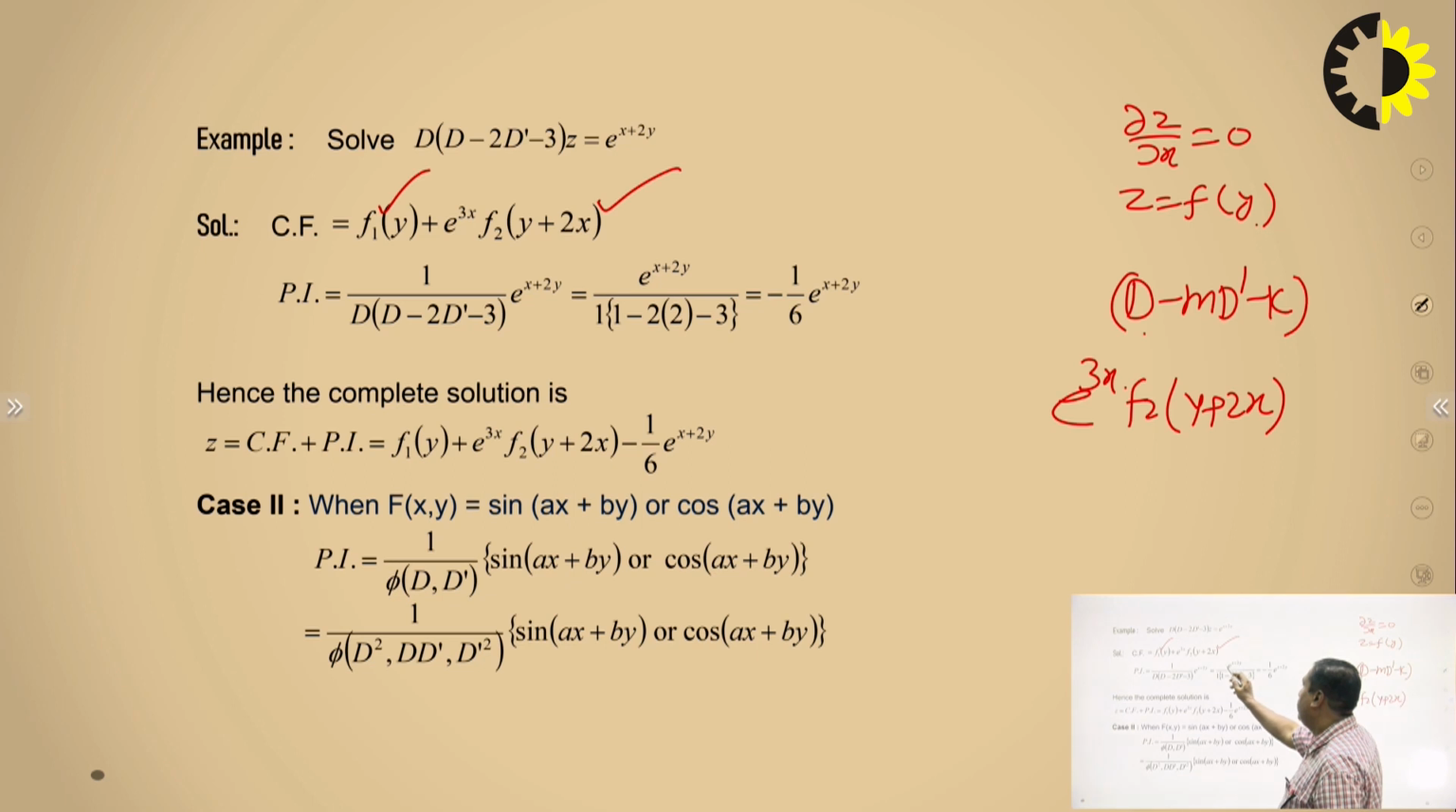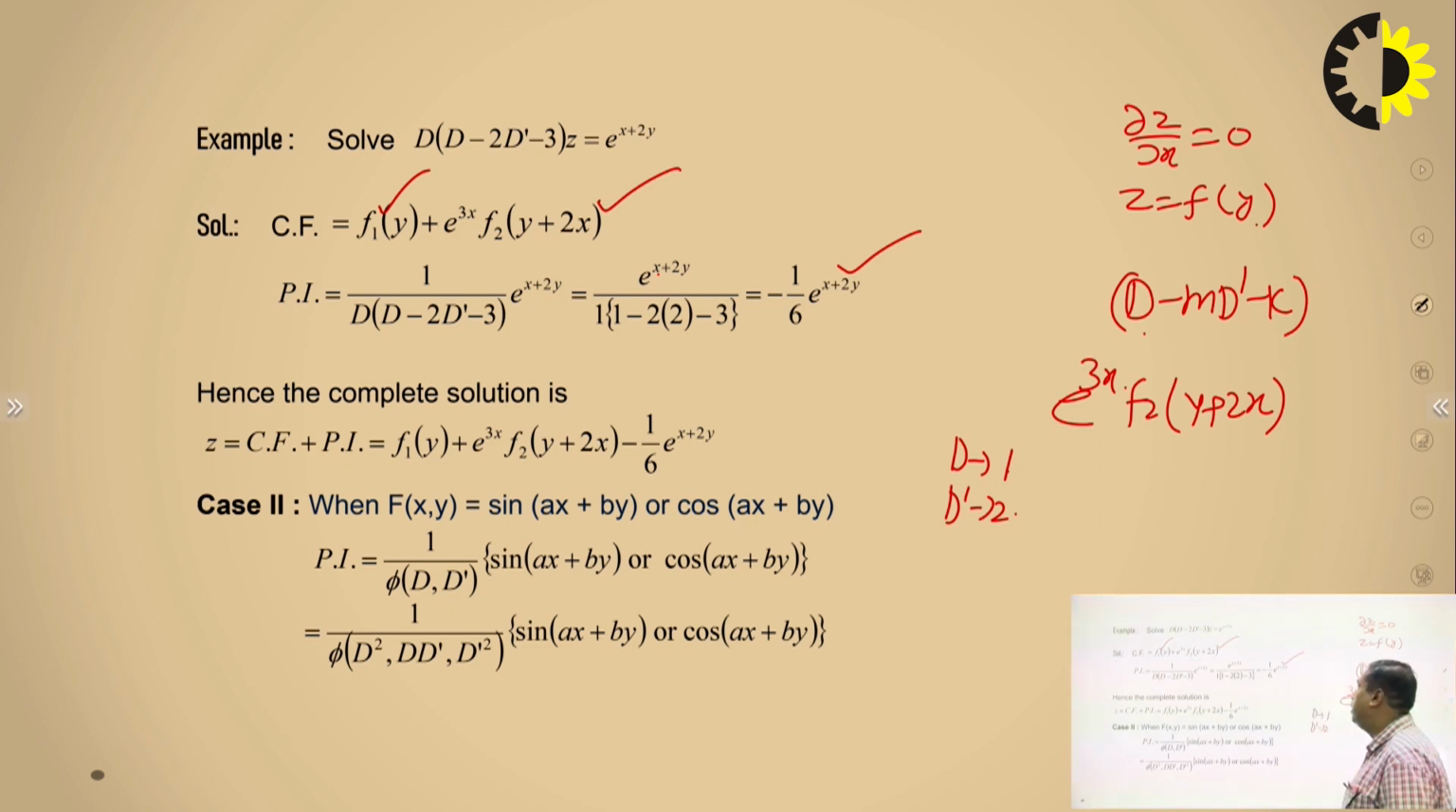Put D having the coefficient 1, in place of D we put a equal to 1, and in place of D dash, 2. D is a, D dash is equal to b. 1 minus 2 into 2 minus 3, that becomes not equal to 0. And that becomes minus 1 by 6 e to the power x plus 2y. Therefore, the solution is f1 y plus e to the power 3x f2 y plus 2x minus 1 by 6 e to the power x plus 2y. That is the case of e to the power ax.